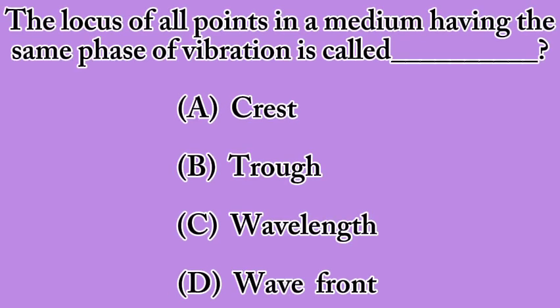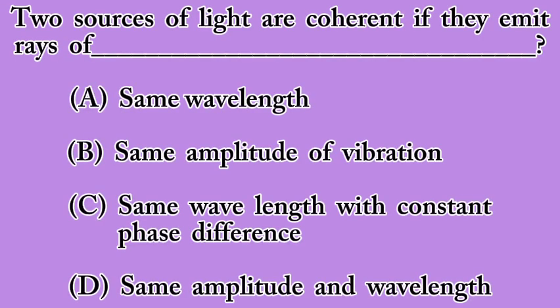The locus of all points in a medium having the same phase of vibration is called: A. Crest, B. Trough, C. Wavelength, D. Wave front. Two sources of light are coherent if they emit rays of: A. Same wavelength, B. Same amplitude of vibration, C. Same wavelength with constant phase difference, D. Same amplitude and wavelength.